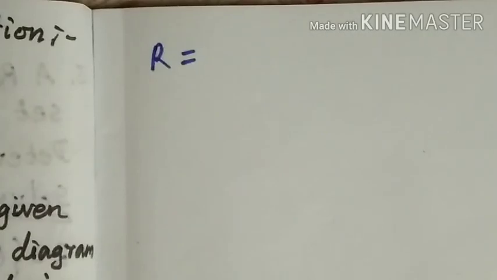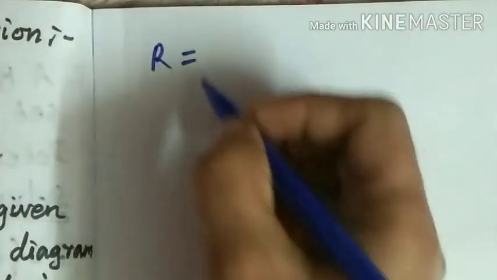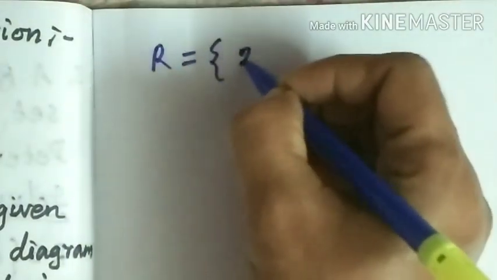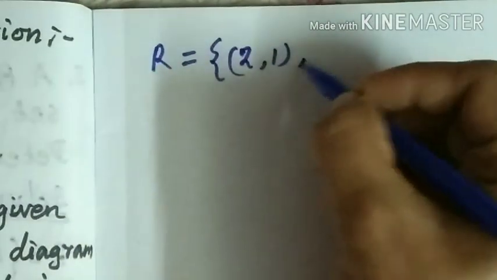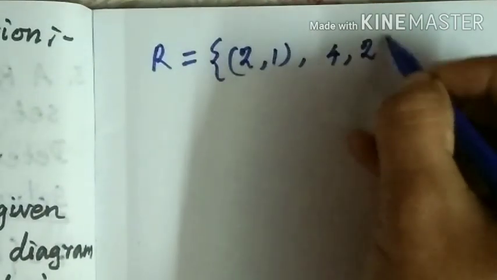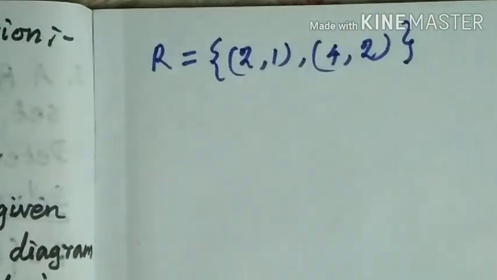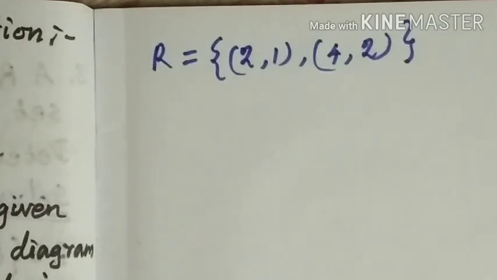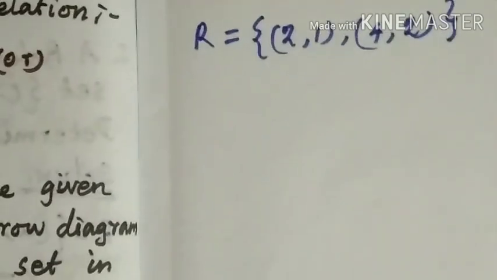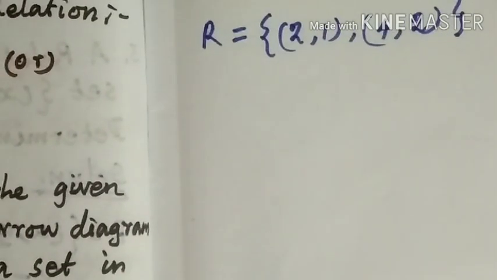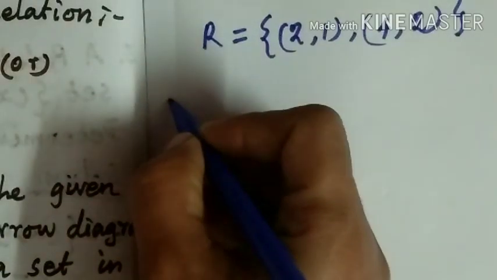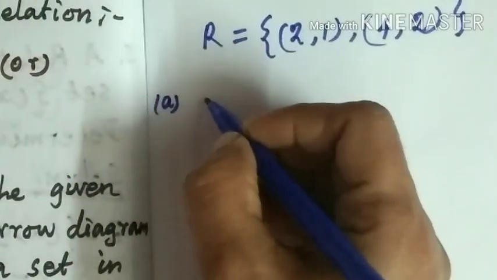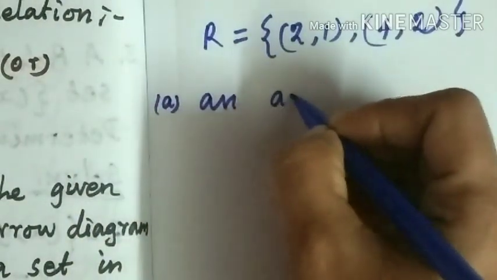From this, what do you conclude? The relation ordered pairs are (2, 1) and (4, 2). These two alone are relation ordered pairs, because the remaining two ordered pairs are not subsets of X cross Y. Okay, now move on to the first subdivision, A, the arrow diagram.